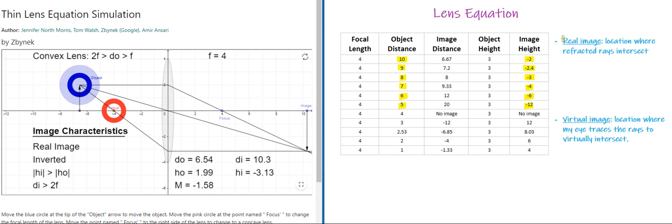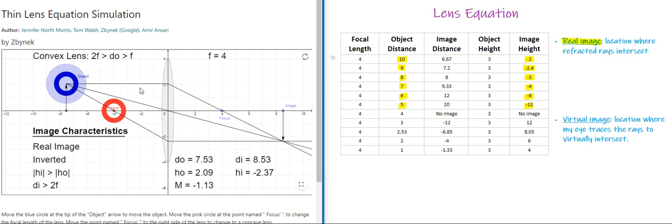Now these are all defined as real images. Those are images where the location of the refracted rays, that's where they actually do intersect. So I could place a screen at this location and we could actually see the image projected onto that. So everybody in the room would be able to see that image projected.